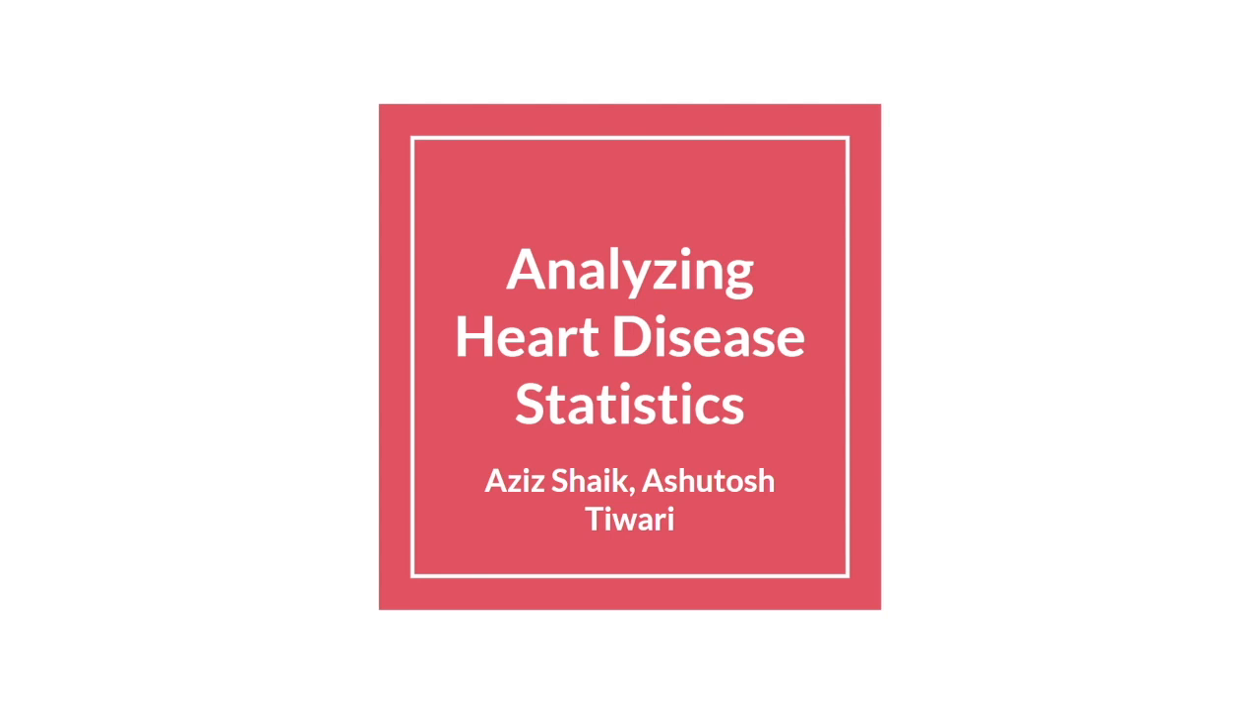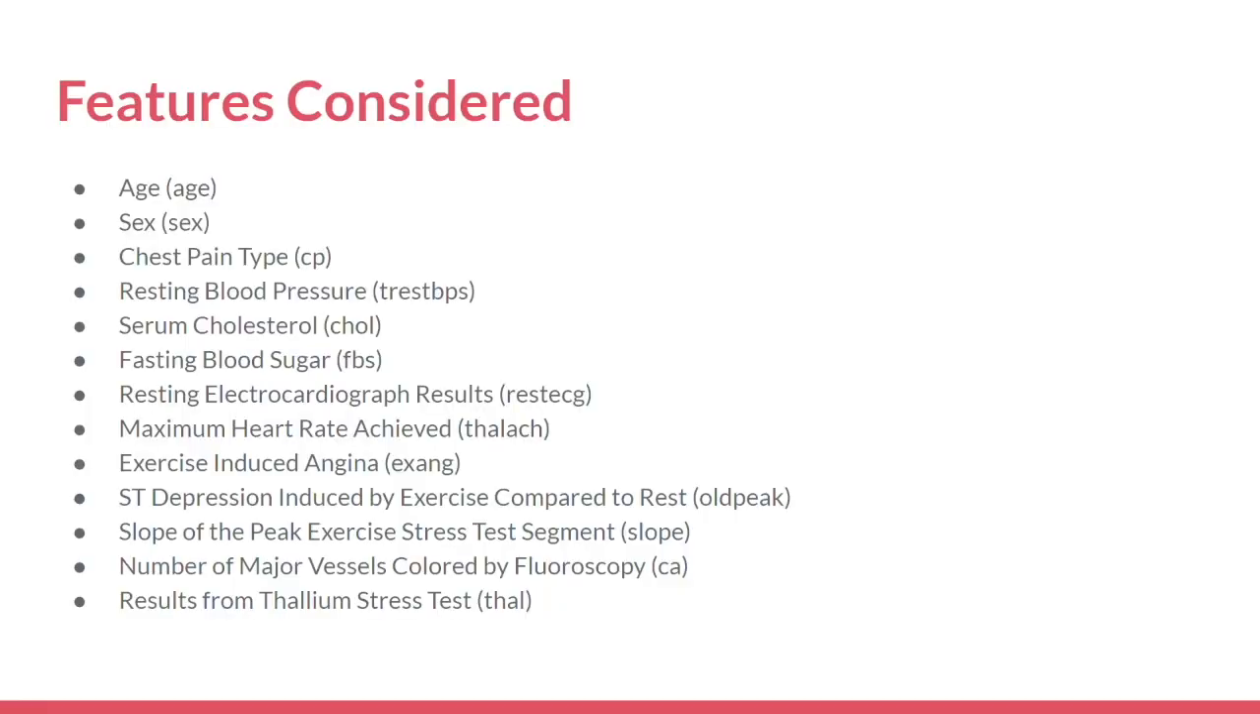For our project, we looked at implementing a lot of the methods that we learned throughout the semester to analyzing heart disease statistics. We started off with a repository of data provided by the University of California at Irvine, containing around 300 samples of patients, each tested for heart disease, and roughly half of the data set tested positive for heart disease, while the rest tested negative.